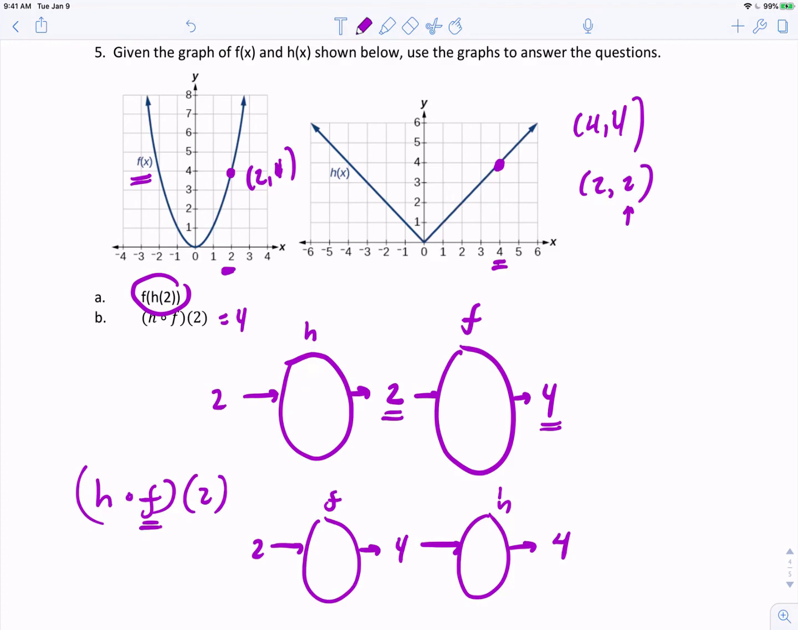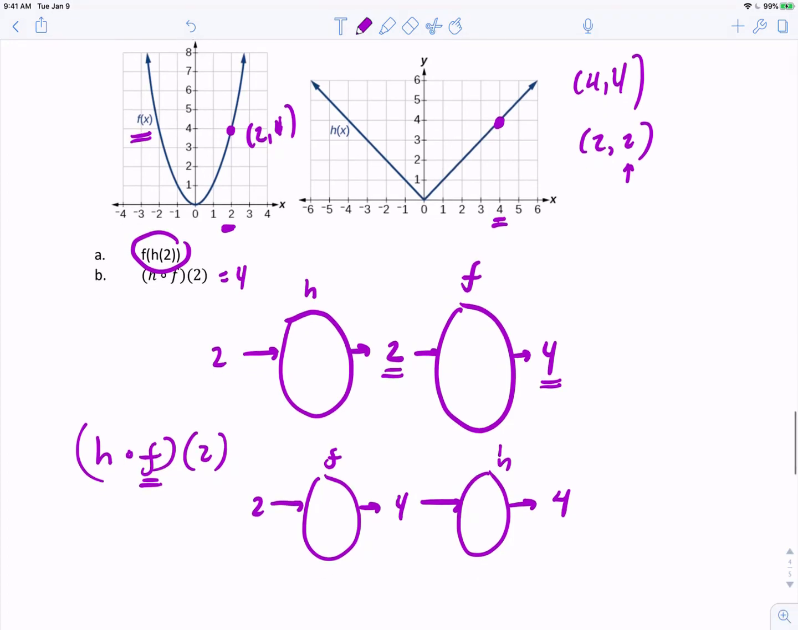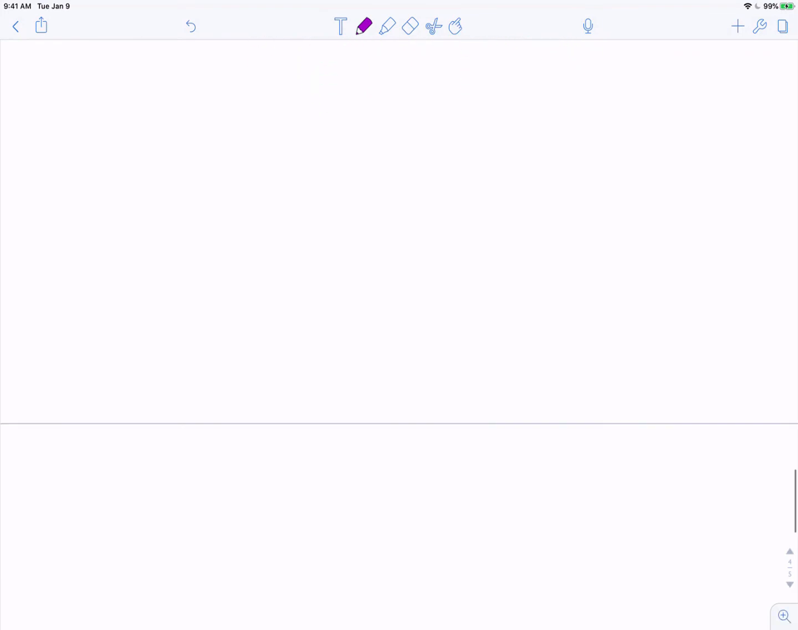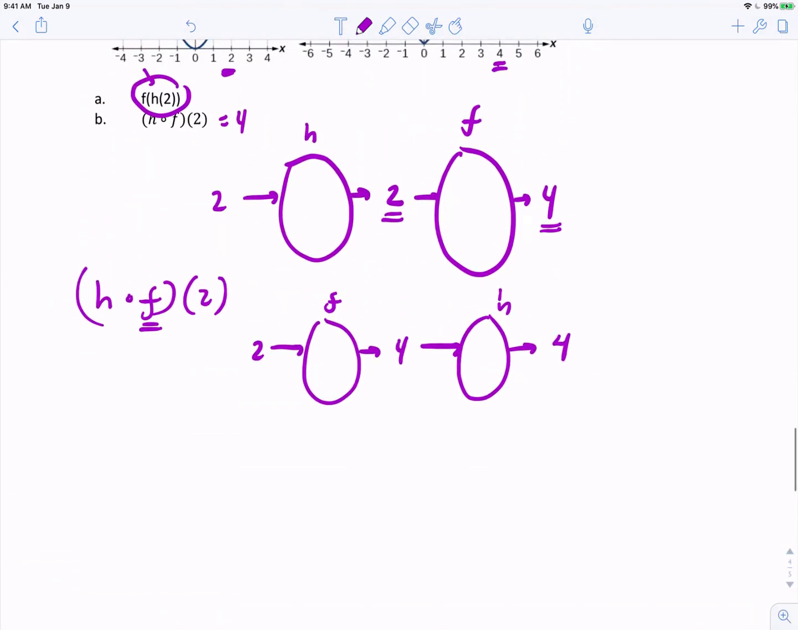And again, it reinforces that we have to be very careful of the order that we apply these functions in. So in the first case, we applied function h first. In the second case, we applied function f first. Coincidentally, the answers came out to be the same, but more often than not, they don't. So be careful about the order that you apply the functions. And that's the end of our problem set.